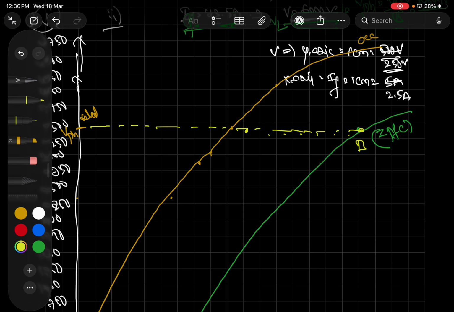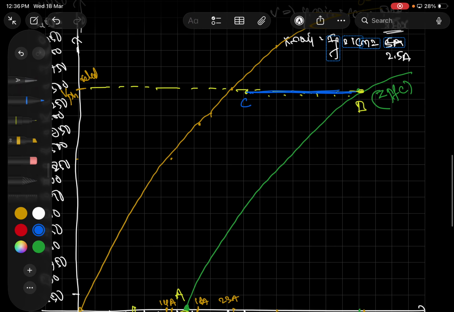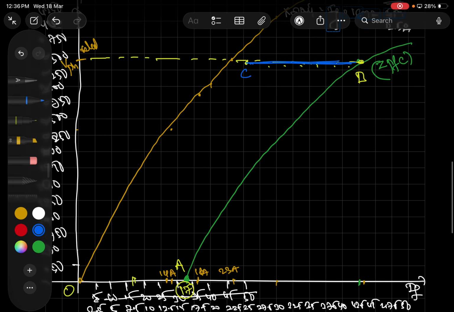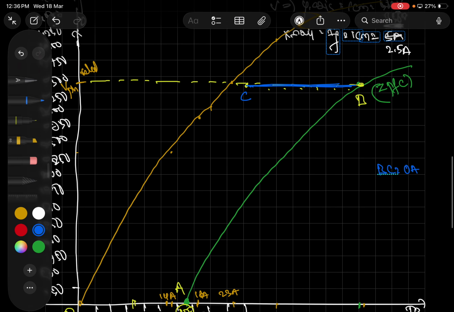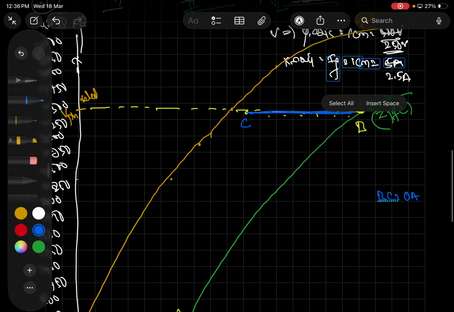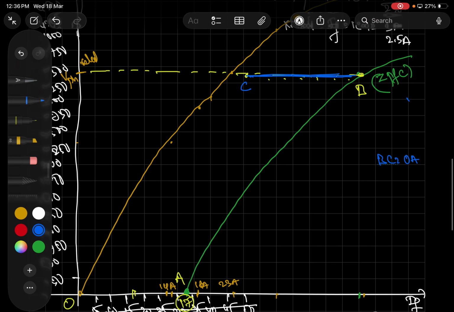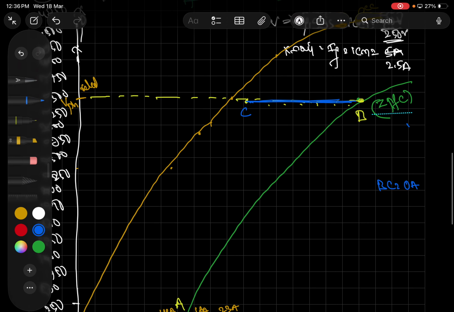This point, I'm using a different color here. This is the length. Give the notation C here. This BC length must be equal to the OA length. From point B, draw a horizontal line such that the BC length is equal to the OA length. Okay, BC length is equal to OA length. Next, after this, what am I supposed to do here?